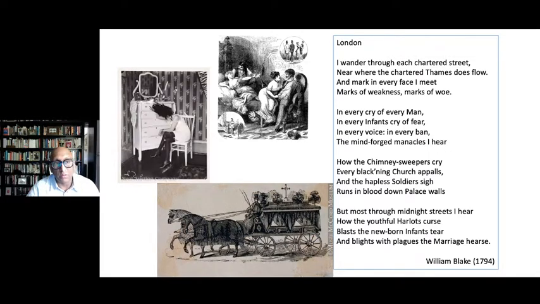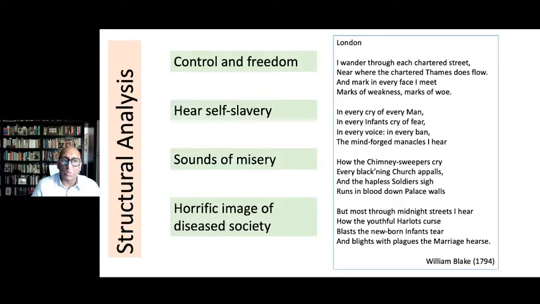The prostitution and vice of London. And that confused image of the marriage hearse. Hearses were for funerals. Marriage carriages would be something to celebrate, but a marriage hearse, like that conflicted image, is really quite powerful. So before I give you the structure, why don't I read the poem with you?